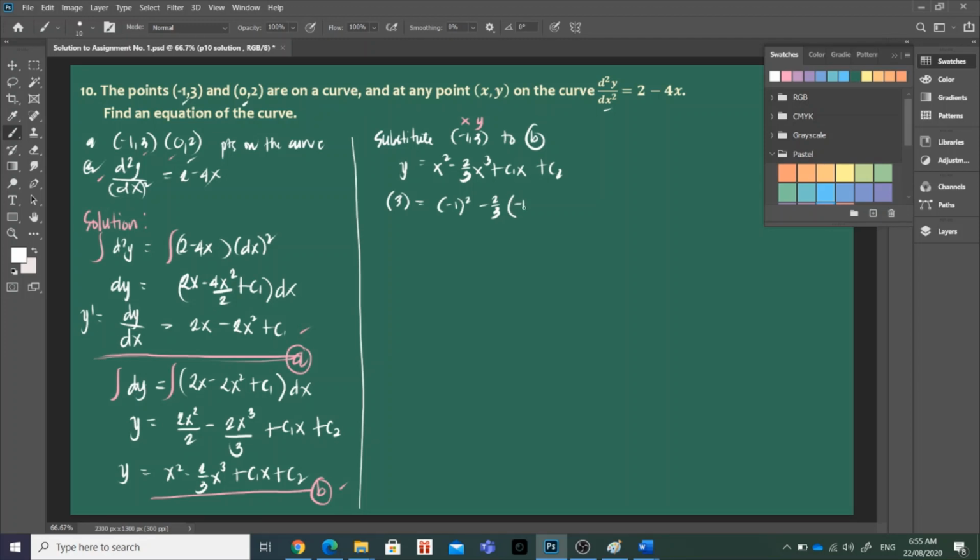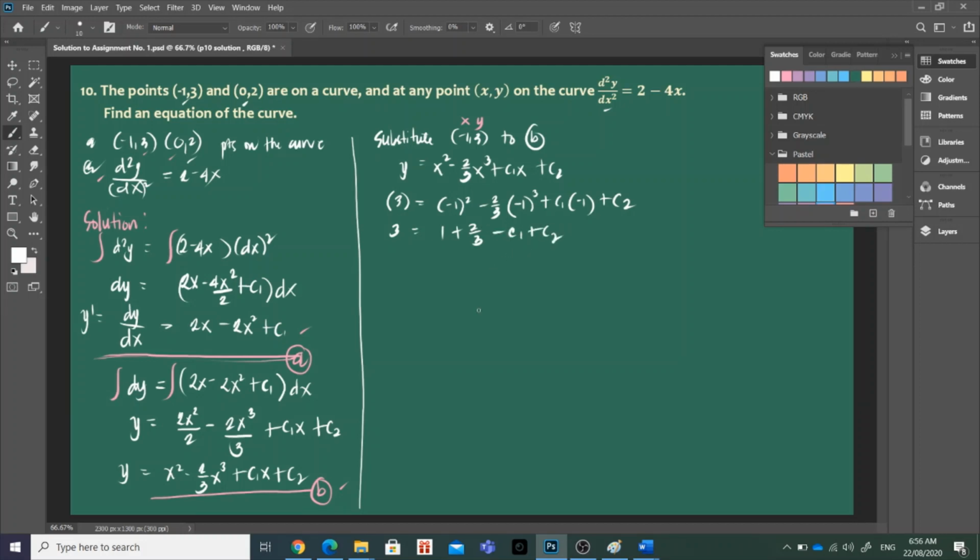Okay, so y is 3 equals negative 1 raised to 2 minus 2/3 of negative 1 raised to 3 plus c sub 1 times negative 1 plus c sub 2. So simplify natin. Negative 1 raised to 2 is positive 1. Negative 1 raised to 3 is negative, times negative, so plus 2/3. And then minus c sub 1 plus c sub 2.